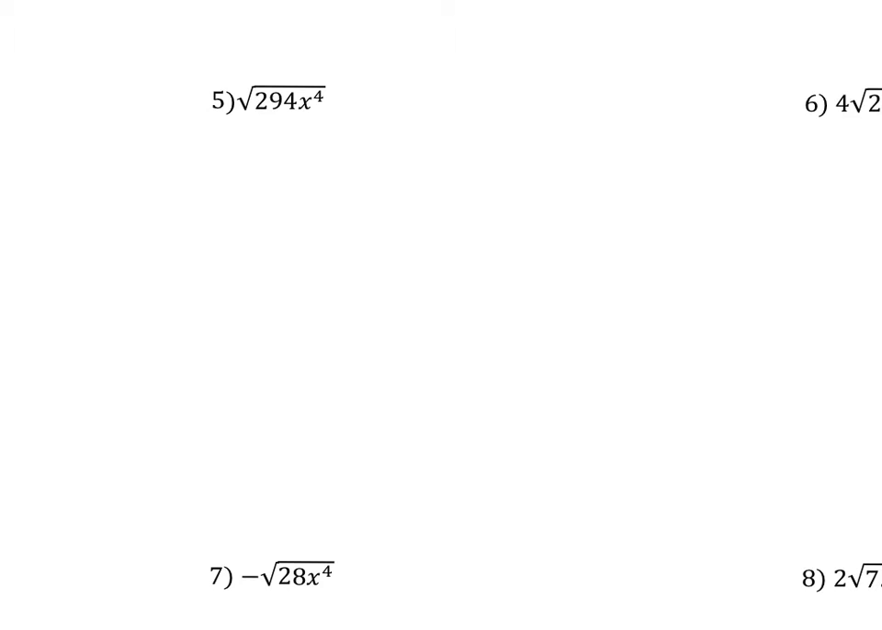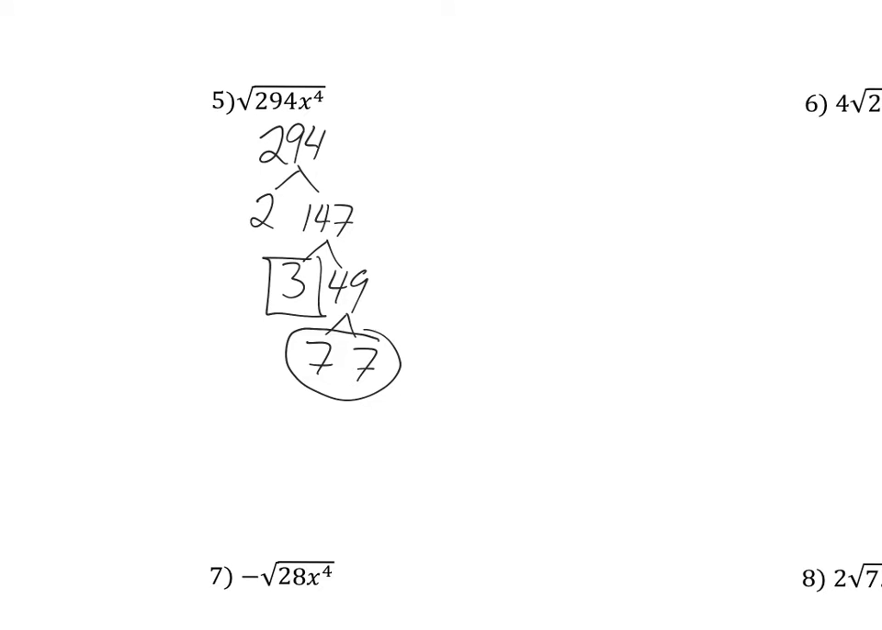Okay guys, so let's go ahead and check this real quick. We have 294. That breaks up to 2 and 147. That breaks up to 3 and 49. That breaks up to 7 and 7. I'm going to put a circle around the 7s and boxes around the 3 and the 2.